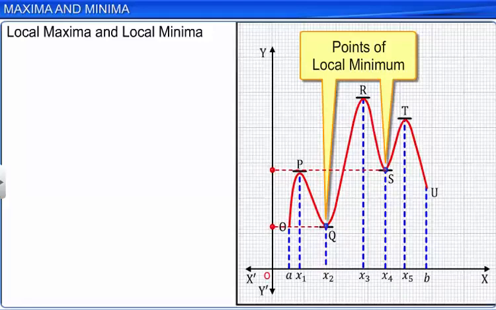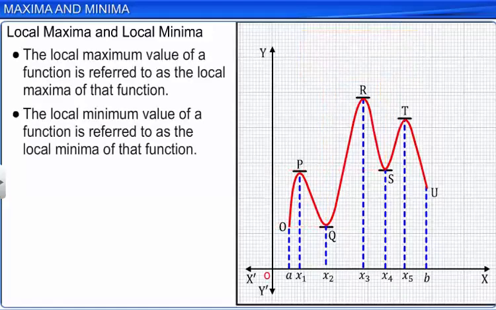The local maximum value and the local minimum value of a function are referred to as the local maxima and the local minima, respectively, of that function. Let us now define local maxima and local minima mathematically.